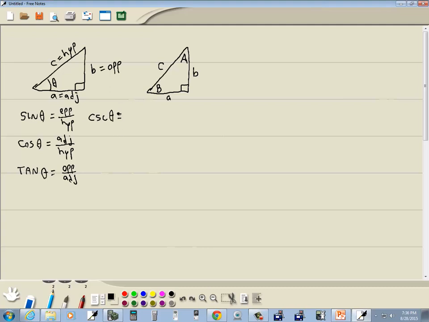But you can also define some relationships for cosecant, secant, and cotangent. Now sine and cosecant are reciprocals of each other. So if sine is equal to opposite over hypotenuse, then cosecant will equal hypotenuse over opposite. Cosine and secant are reciprocals of each other. So if cosine is equal to adjacent over hypotenuse, then secant will be hypotenuse over adjacent. And tangent and cotangent are reciprocals of each other. So if tangent is equal to opposite over adjacent, then cotangent will equal adjacent over opposite.